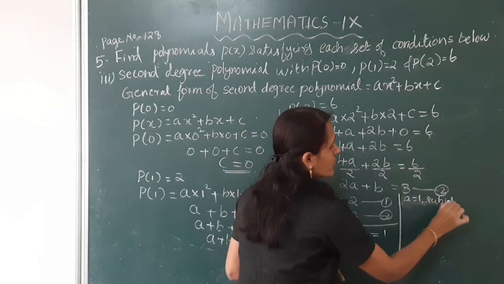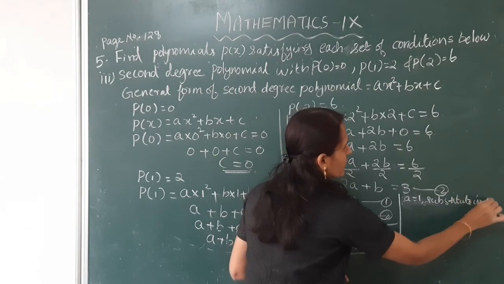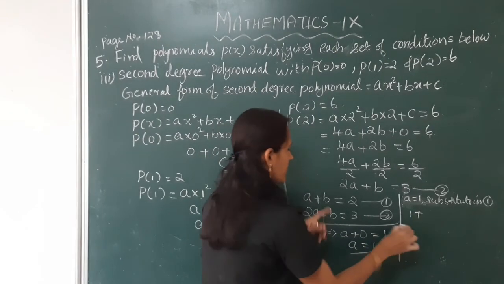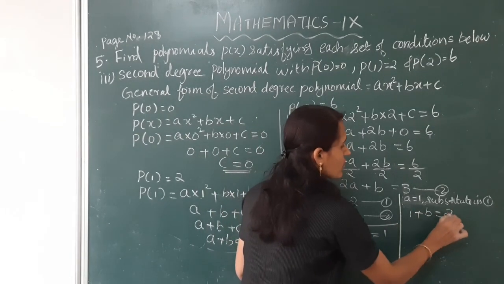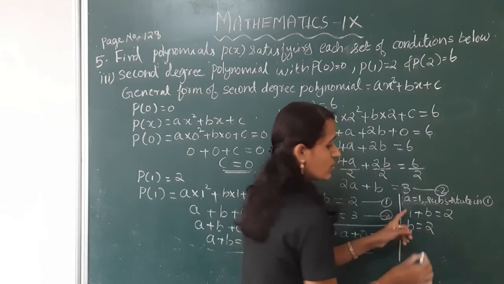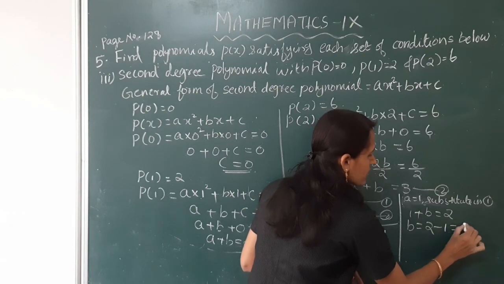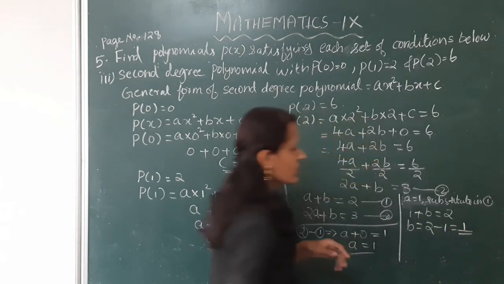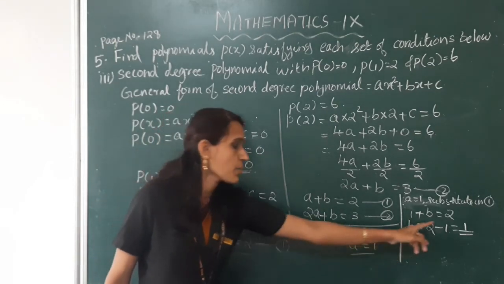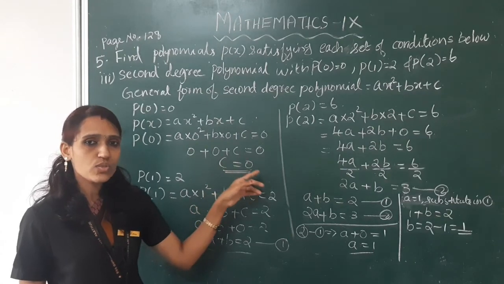Substitute in equation 1. a is 1. So 1 plus b is equal to 2. b is equal to 2 minus 1, changing 1 to the right side. It is minus 1. 2 minus 1 is equal to 1. Okay, here a is equal to 1, b is equal to 1 and c is equal to 0.